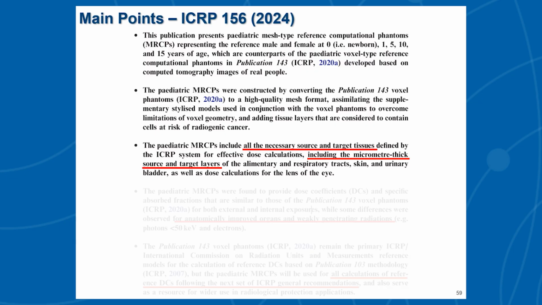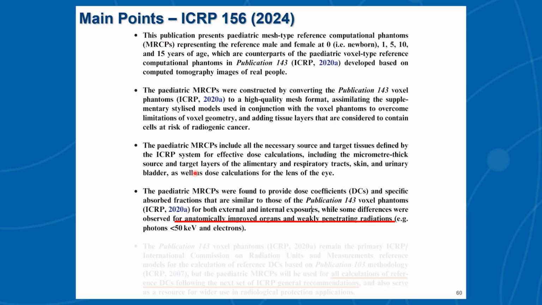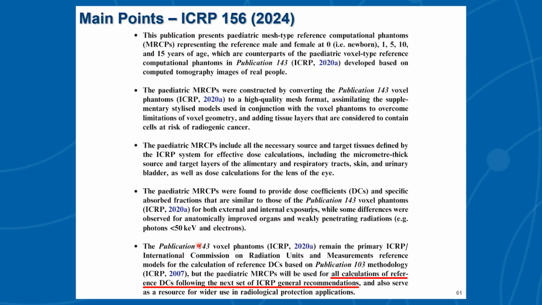First, the mesh type pediatric reference phantom can provide the dose coefficient, especially different from the voxel phantoms, for the anatomically improved organs and tissues, and also for weakly penetrating radiation, such as electrons and photons lower than 50 kV. And lastly, the pediatric mesh phantoms will be used for all the calculation of the reference dose coefficient following the next set of the ICRP general recommendations.